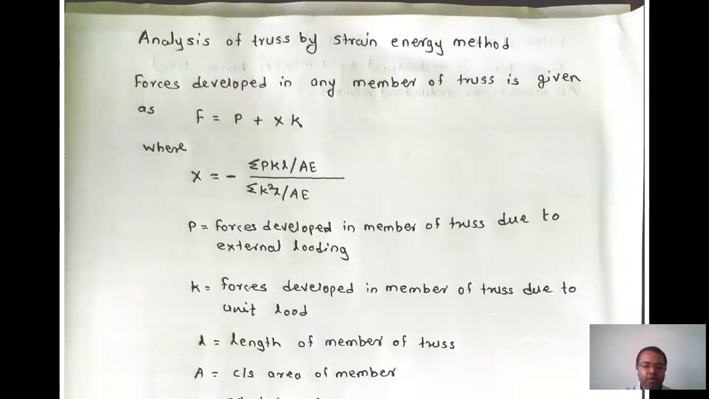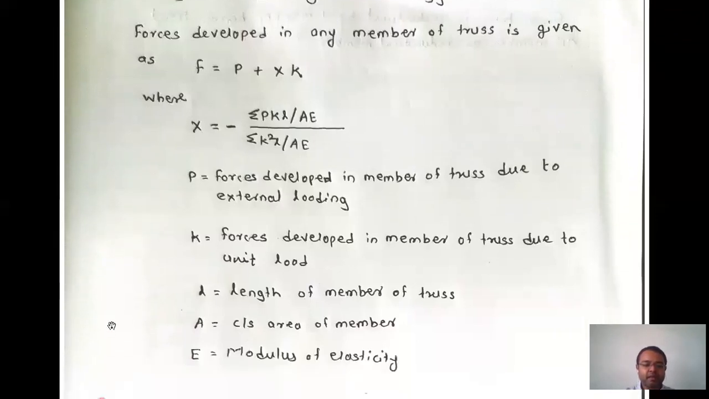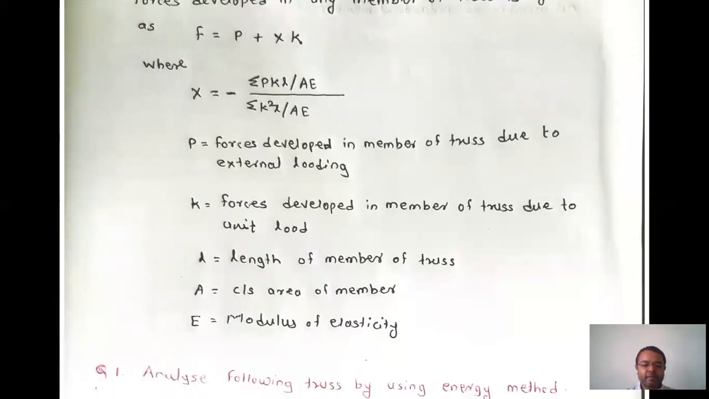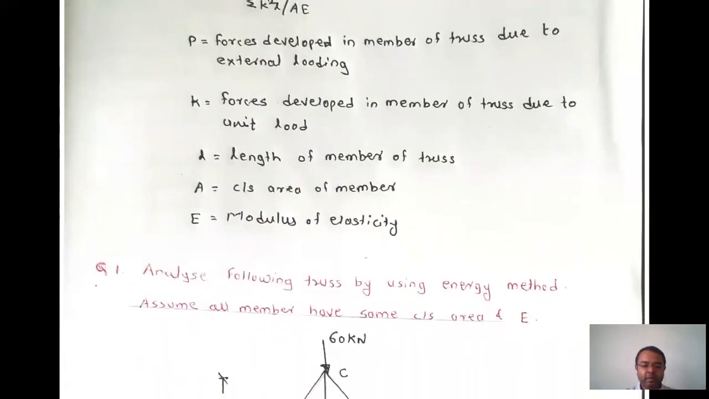Redundant means unknown. Which member we have to consider as unknown is dependent upon the SDI of the structure. We'll get this part better while considering the example. L is the length of the member, A is the area of cross section of a member, and E is the modulus of elasticity. Now let us start with one problem.